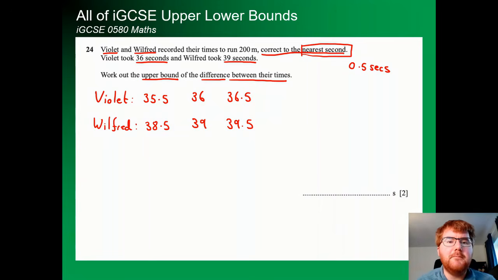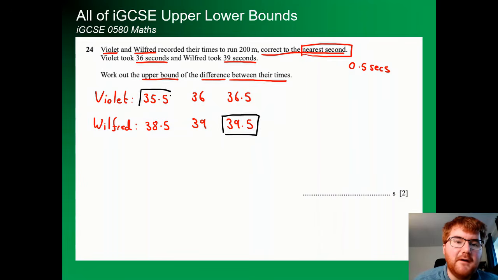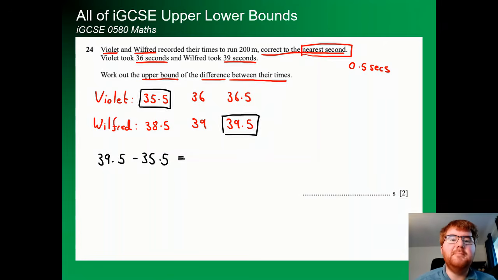And we want to get the upper bound of the difference between them. So we want to try and create the biggest difference we can from the information that we have. One way we can do this is take the upper bound of Wilfred and the lower bound of Violet and take them away from each other. So we can do 39.5 minus 35.5. That's going to give us the biggest gap between the two times. And we can just work this out very straightforwardly. This is just going to be equal to 4. So our answer here will be equal to 4 seconds.